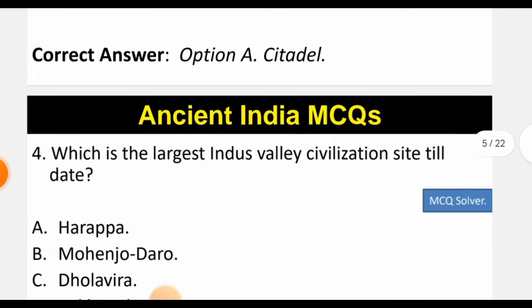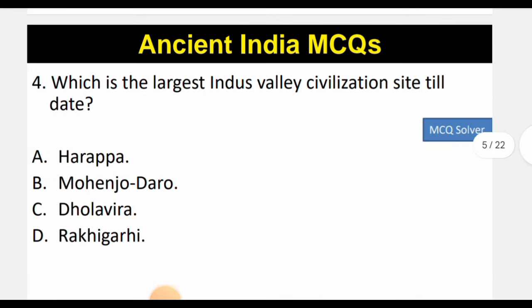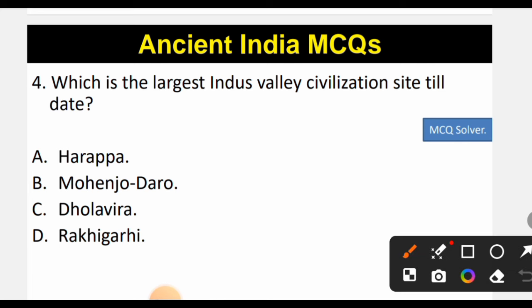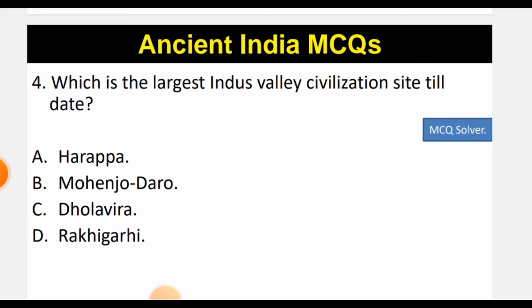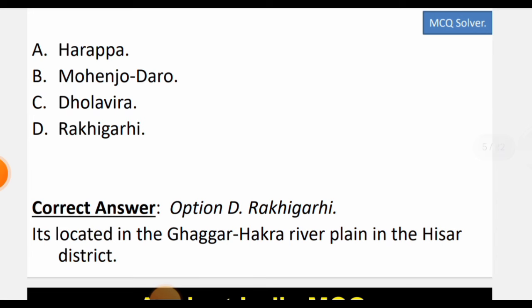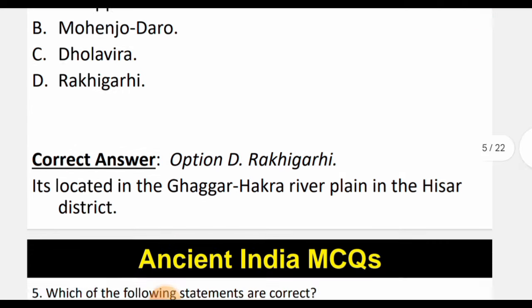Now let's move to question number 4. Which is the largest Indus Valley civilization site till date? Among the following, the correct option will be option D, that is Rakhigarhi. Rakhigarhi is the largest Indus Valley civilization site till date, and it is located in the Ghaggar-Hakra river plain, in the Hisar district of Haryana. So D is the correct option, that is Rakhigarhi.